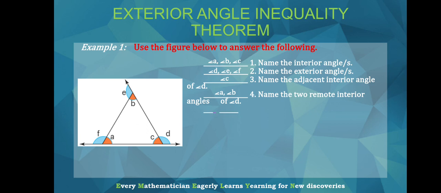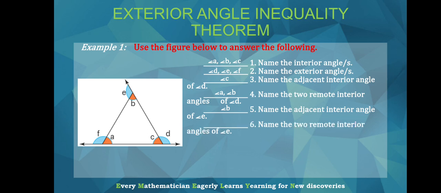Number 5. Name the adjacent interior angle of angle E. Answer, angle B. Number 6. Name the two remote interior angles of angle E. Answer, angle A, angle C.